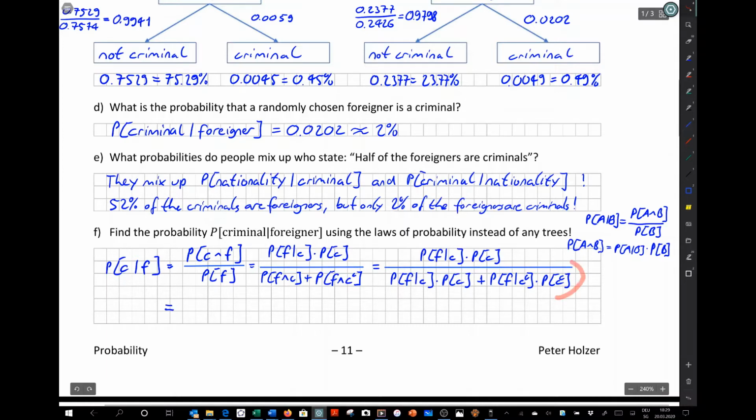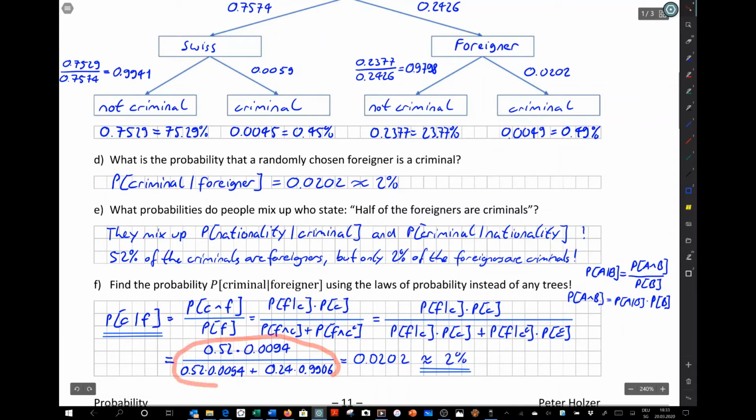And all the probabilities mentioned here can now be read off from the original tree. And we get this expression, and using the calculator we find that it's approximately 2%. Note that all that we do during this calculation is all the things that we have done also when calculating the tree. For example, this here is the way that we calculated the leaf, foreigner and criminal. And here that's the way that we calculated foreigner and non-criminal. Then by adding up these two, that's the way that we found the probability that somebody is a foreigner.